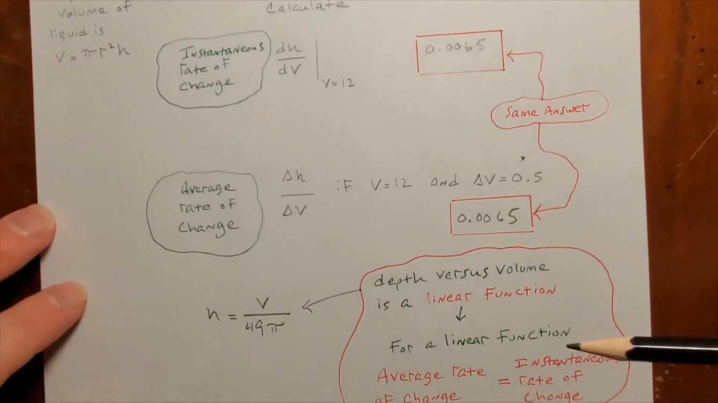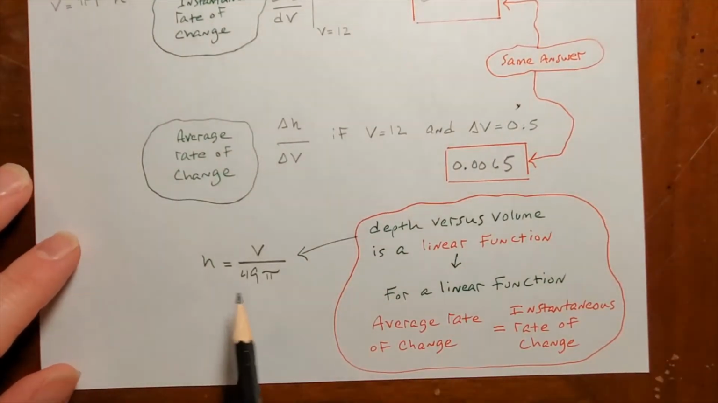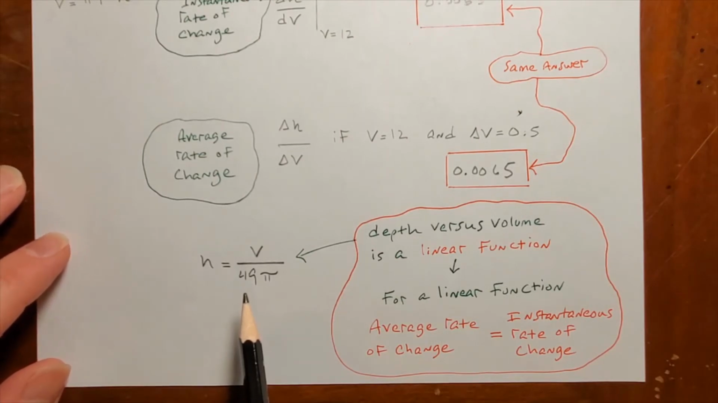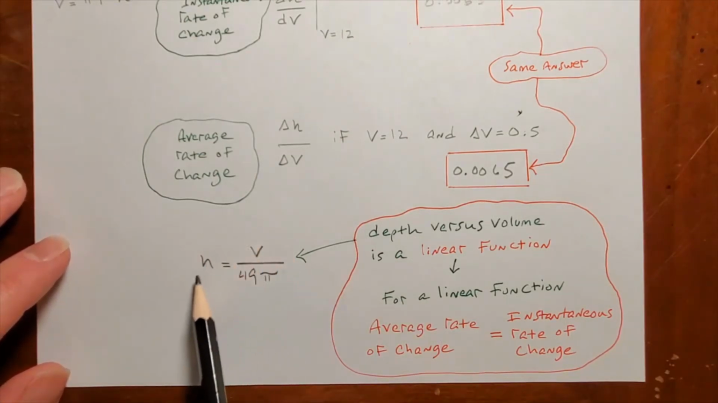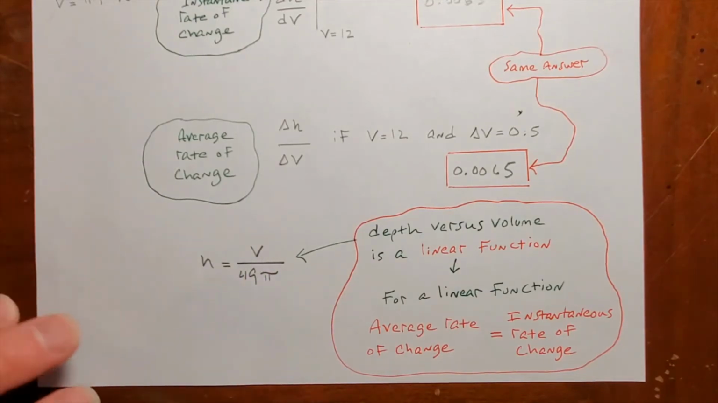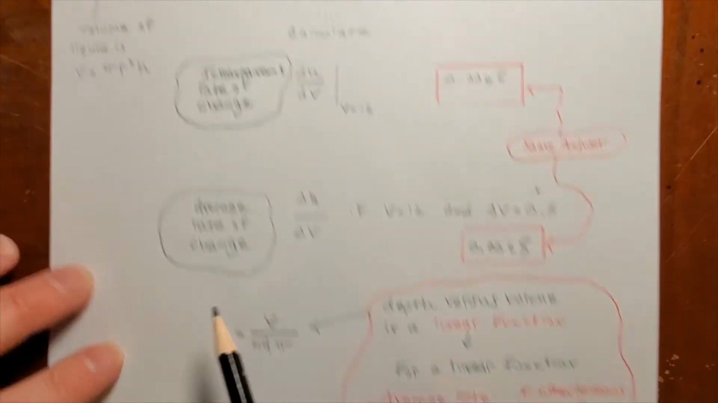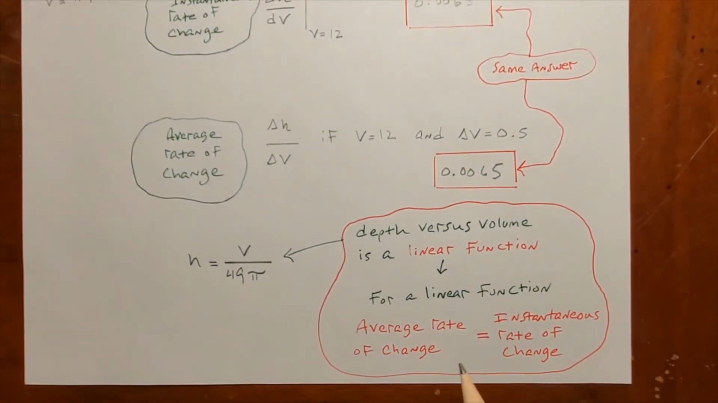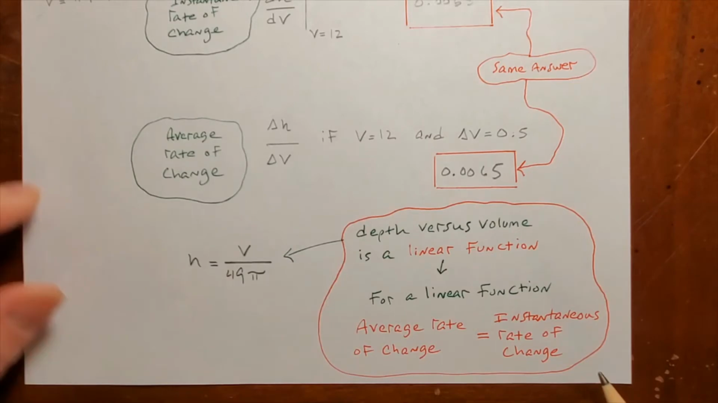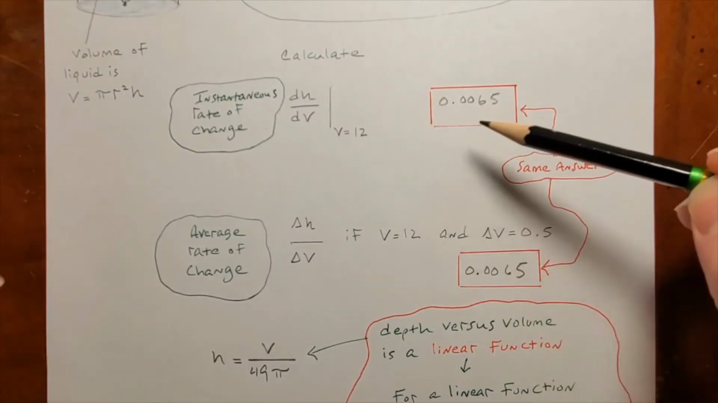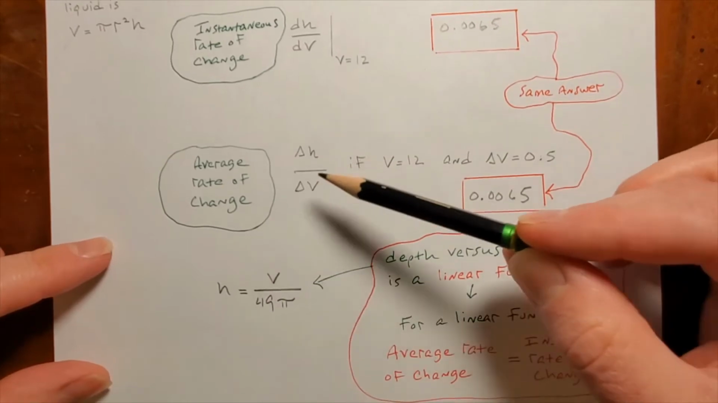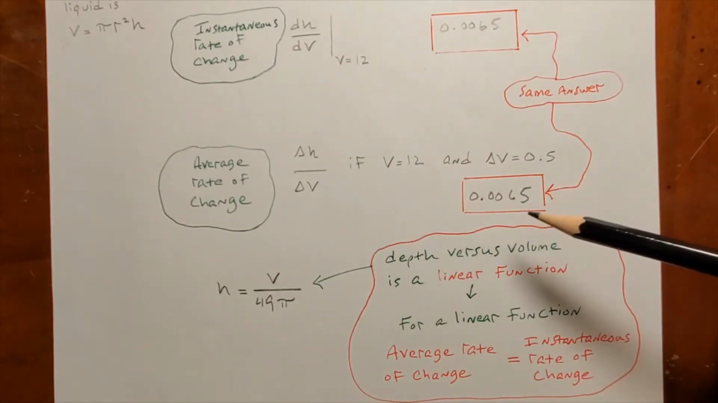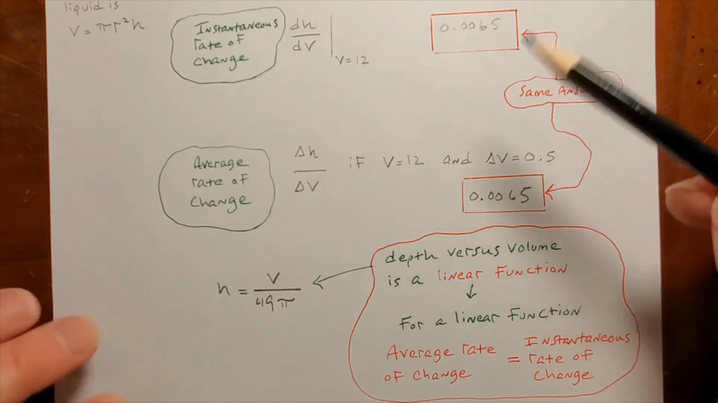So I could just state as a brute fact that if the function you start with, here our function of the depth versus the volume, is linear, then the average rate of change will be equal to the instantaneous rate of change. That's going to be one of the themes of the video. And sure enough, if you do this, you'll get 0.0065. And if you calculate the other, you'll get exactly the same thing, 0.0065.